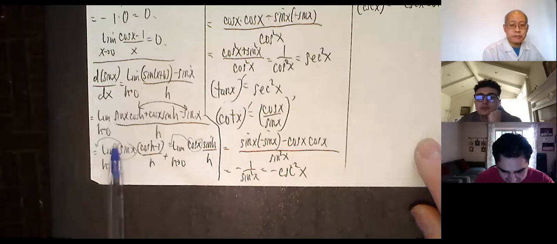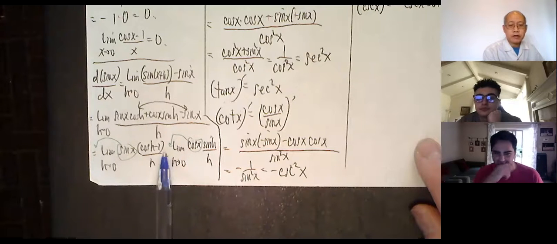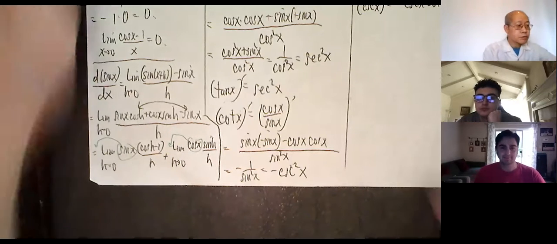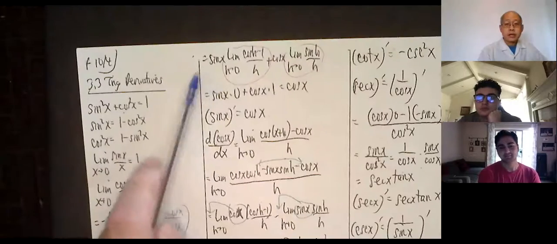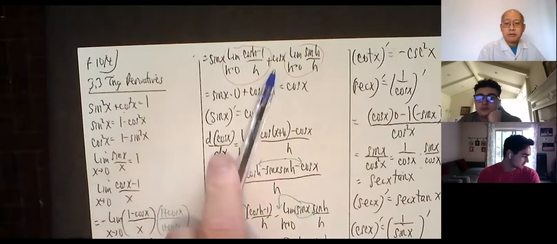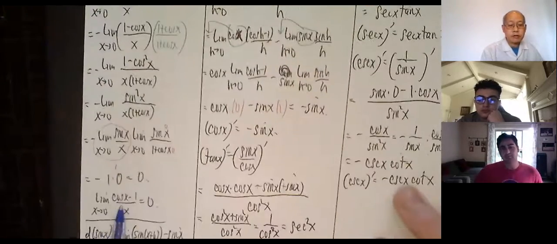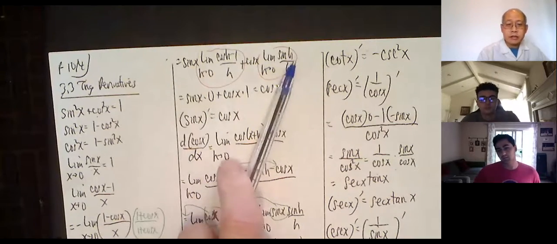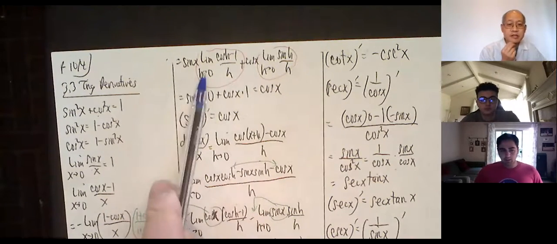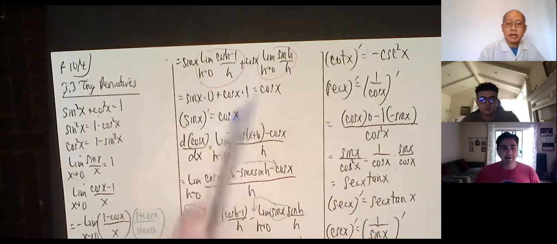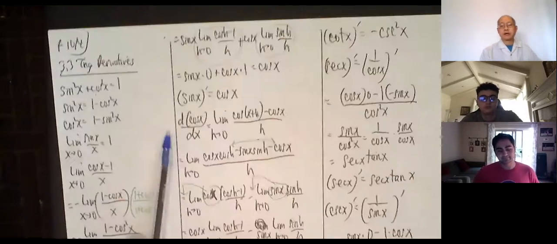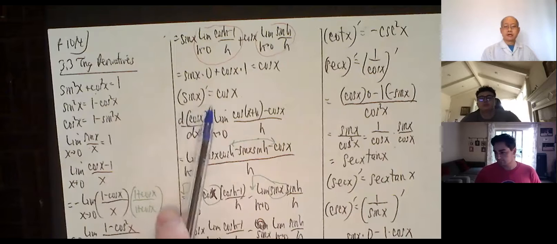You can gather like terms the right way. So if you gather this correctly, it looks like this. Bring the sine x in front, bring the cosine x in front, because they are constants as far as h is concerned. You would have sine x times this limit plus cosine x times this limit. Okay. This limit comes out to be 0. We showed that over here somewhere. This limit is 1. So the derivative is sine x times 0, which is nothing, plus cosine x times 1, which is cosine x. So that's a mini proof that the derivative of sine is cosine.